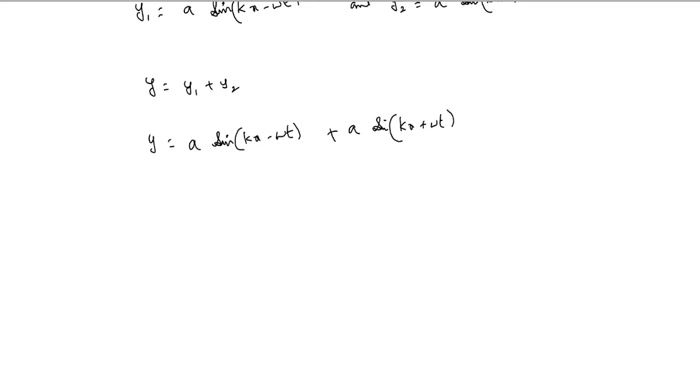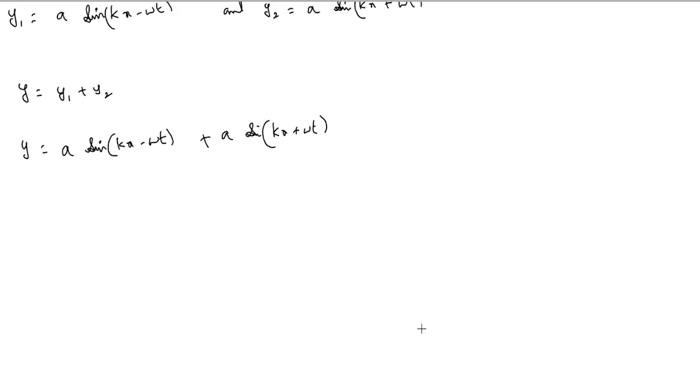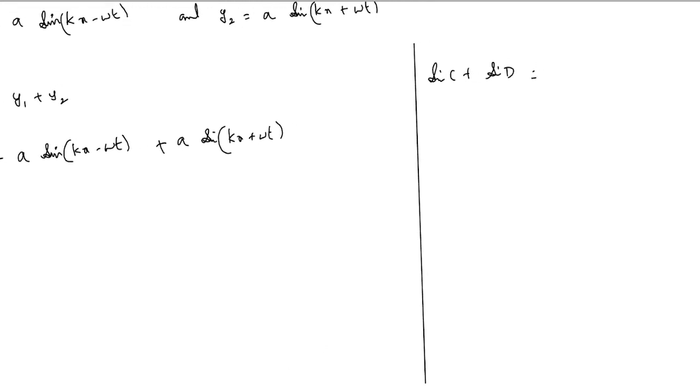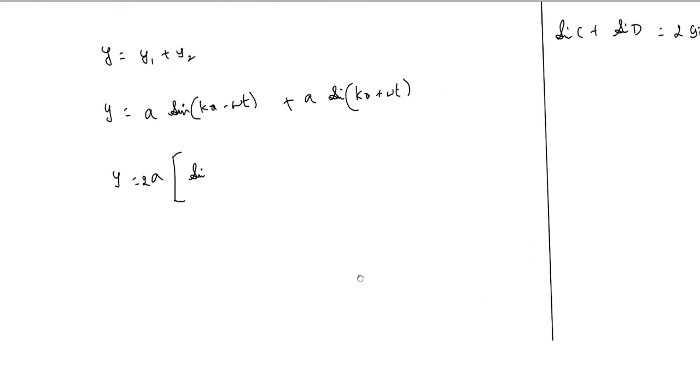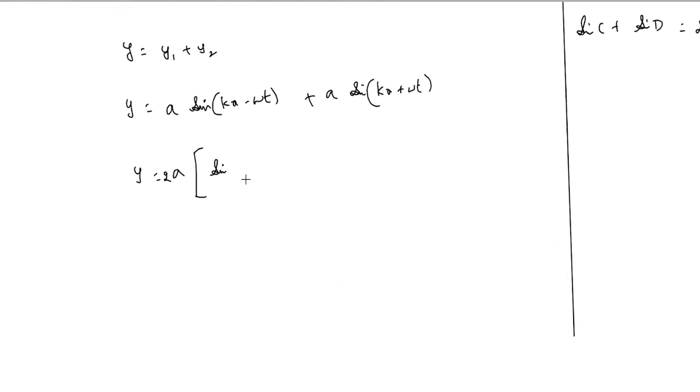Now we know that sin C plus sin D is equal to 2 times sin of (C plus D) by 2 into cos of (C minus D) by 2. Putting back here, we get y is equal to a; we can take 2a as common, because the form is 2 times, so that 2 is taken outside, so it becomes sin of (C plus D) by 2.